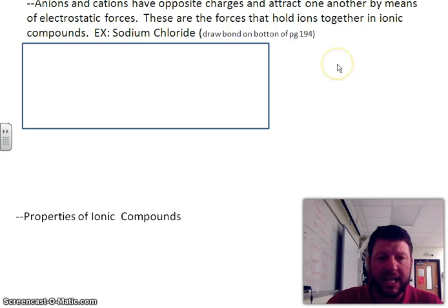Anions and cations have opposite charges and attract one another by means of electrostatic forces. Opposites attract. These are the forces that will hold ions together in ionic compounds. For example, sodium chloride. Please at this time draw the bond on the bottom of page 194 in the box.